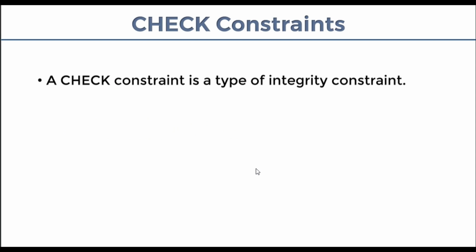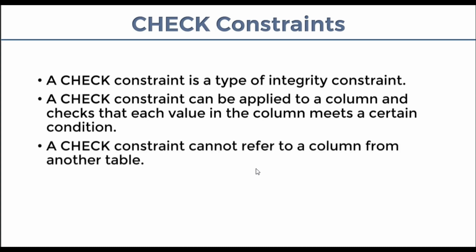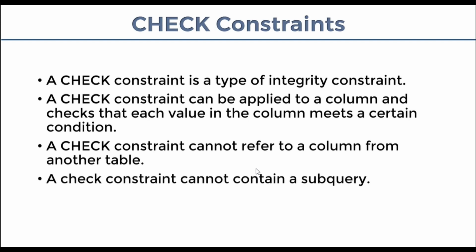Check constraint is a type of integrity constraint. A check constraint can be applied to a column and checks that each value in the column meets a certain condition. A check constraint cannot refer to a column from another table. A check constraint cannot contain a subquery.